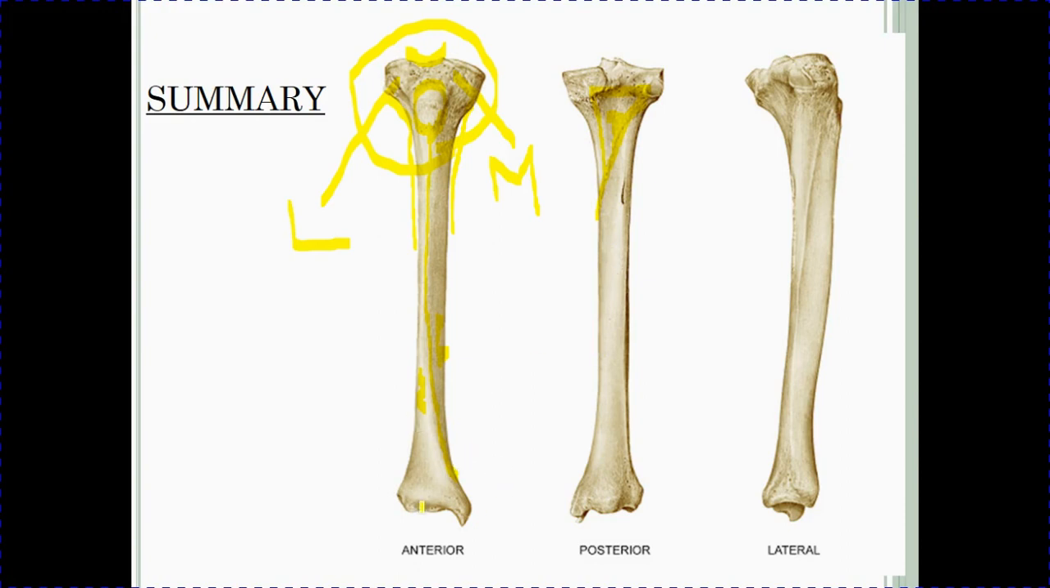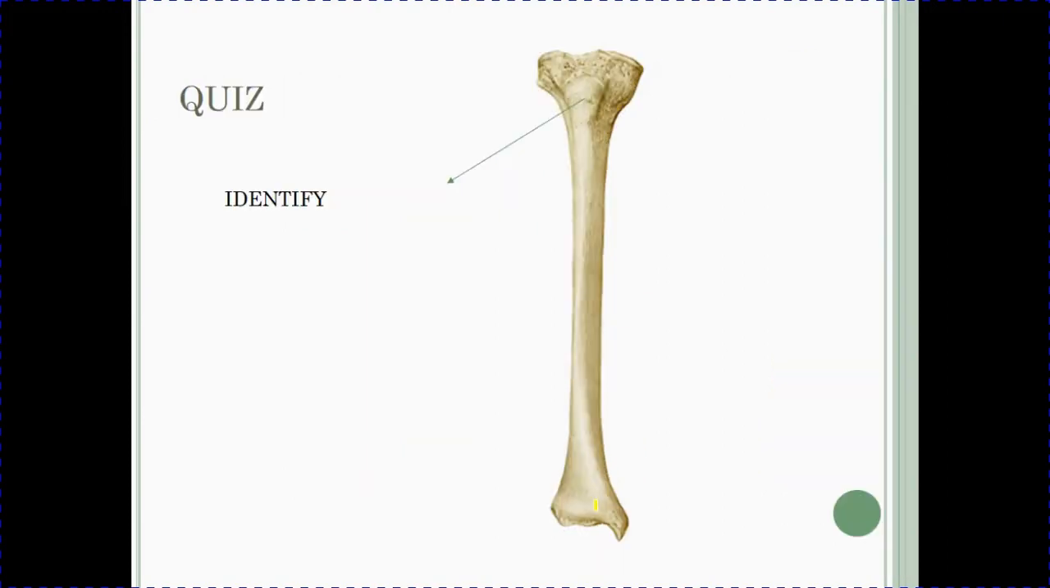The lower end, we said it has 5 surfaces: an anterior surface, a medial surface continuous with the medial malleolus, a lateral surface having a fibular notch, an inferior surface articulating with the talus, and a posterior surface which has grooves for the passage of tendons. So there is a small quiz for you.